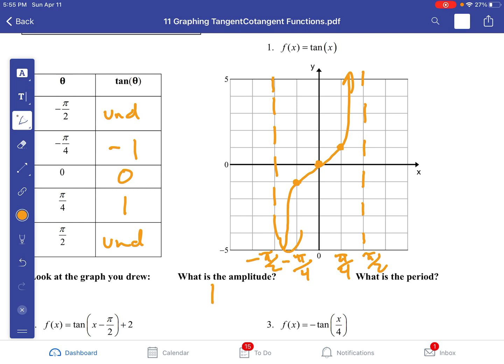And then what is the period? The period is pi. That is because the distance between negative pi over 2 and positive pi over 2 is pi long. So unlike sine, cosine, secant, and cosecant, the period of a tangent graph is pi, not 2 pi. That's going to be an important piece as we look into the equations.